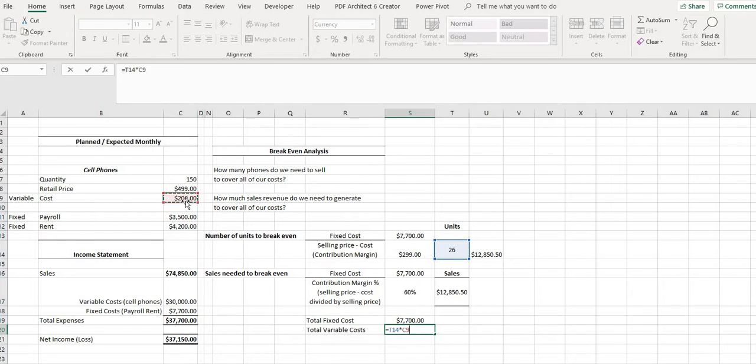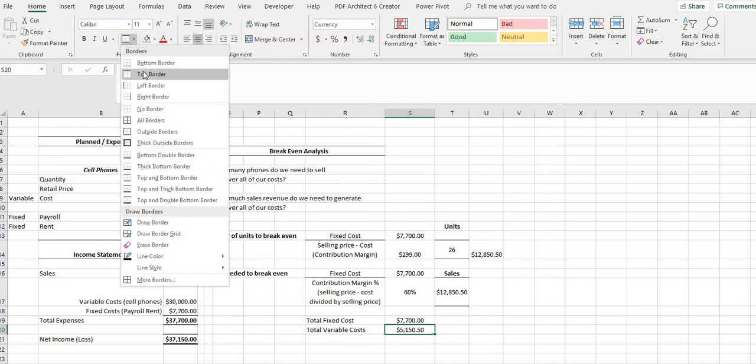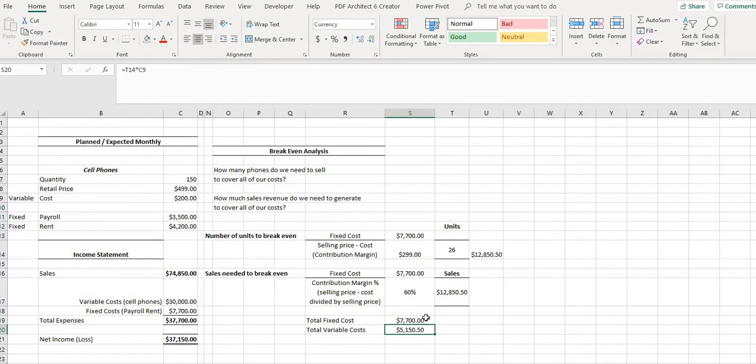Now our total variable costs are going to be 26 units times our cost of $200 per unit. Okay, so a variable cost based on 26 phones sold is $5,200. So let me just put an underline here. And let's total this up. And there we have it. We've got it verified for a third time. So yes, indeed, we need sales volume of $12,850 per month in order to break even.